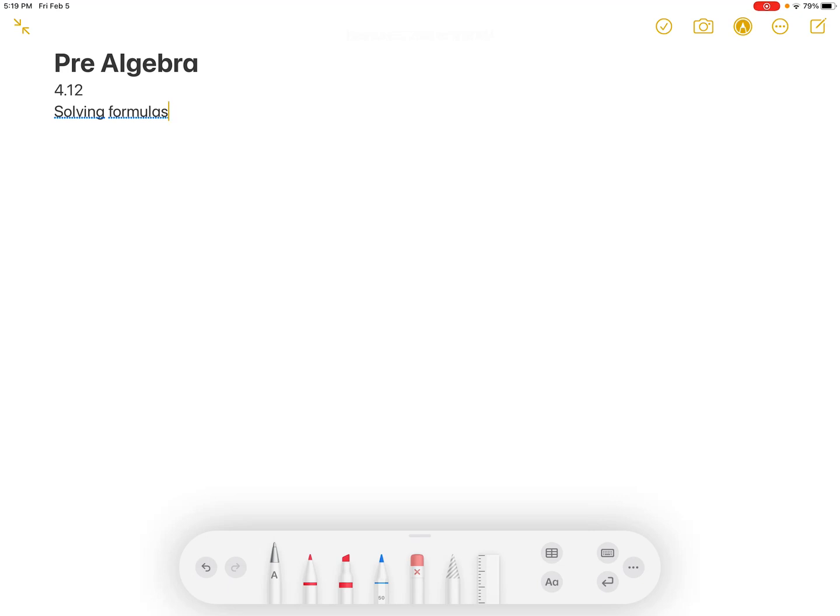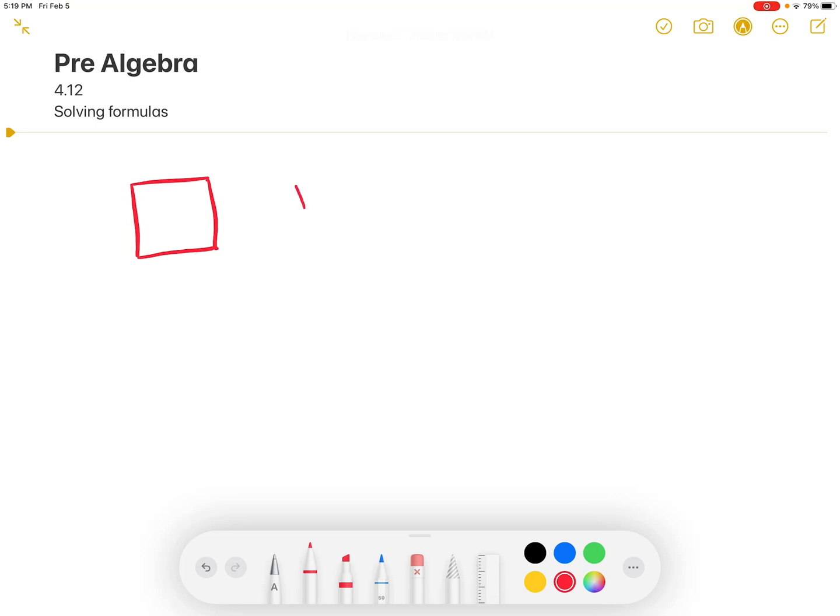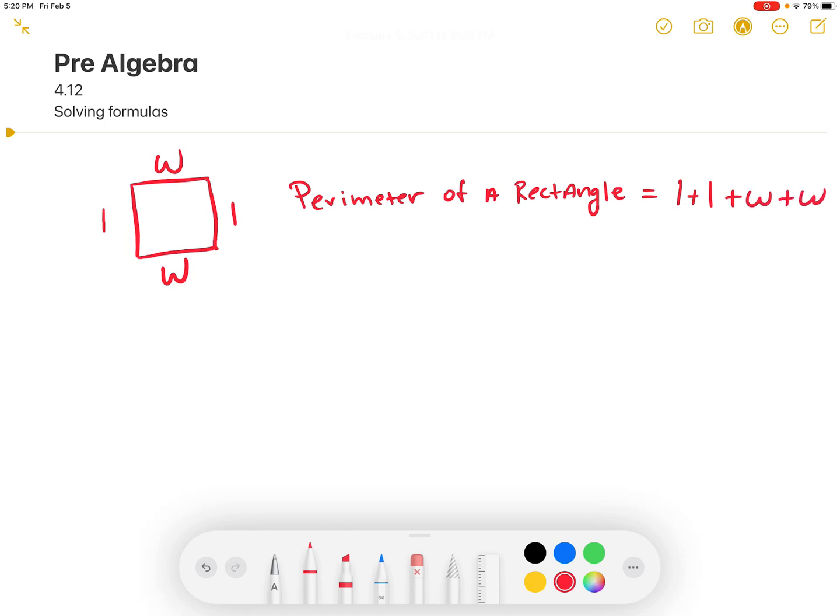The first one is the perimeter of a rectangle. So let's draw a rectangle here. And as you know, squares are in fact rectangles. And we need to find the perimeter. And if we remember, the perimeter of a rectangle is all the sides added together, right? So it's, let's say, the length plus the length plus the width plus the width, right? So it's length plus length plus width plus width.